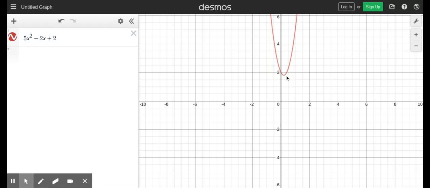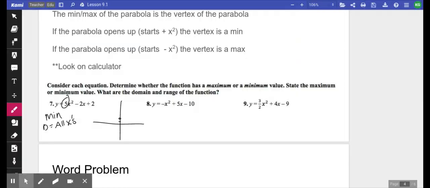So if I look at my parabola, it is opening up, so I know my vertex is a minimum. Also, this gives me the lowest point of my graph, which is 1.8 on my y. For my range, I know that all of my y's are greater than or equal to 1.8.